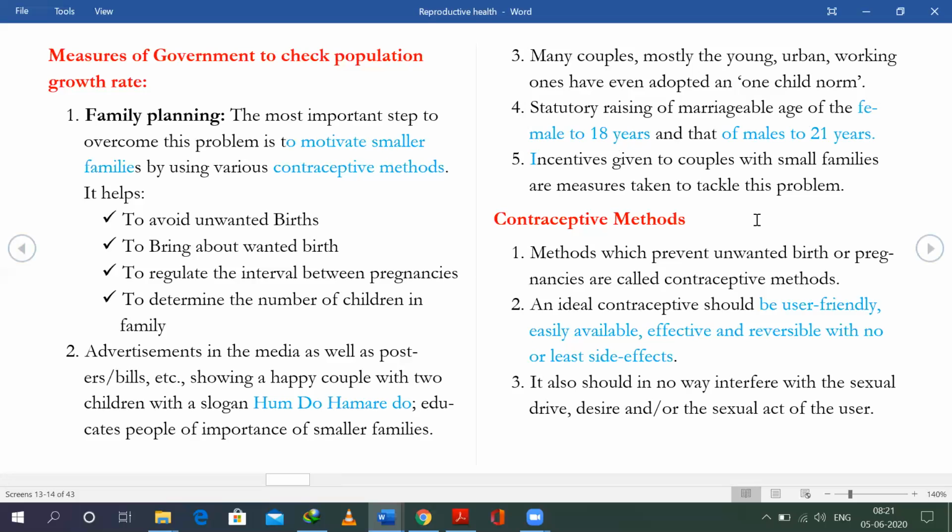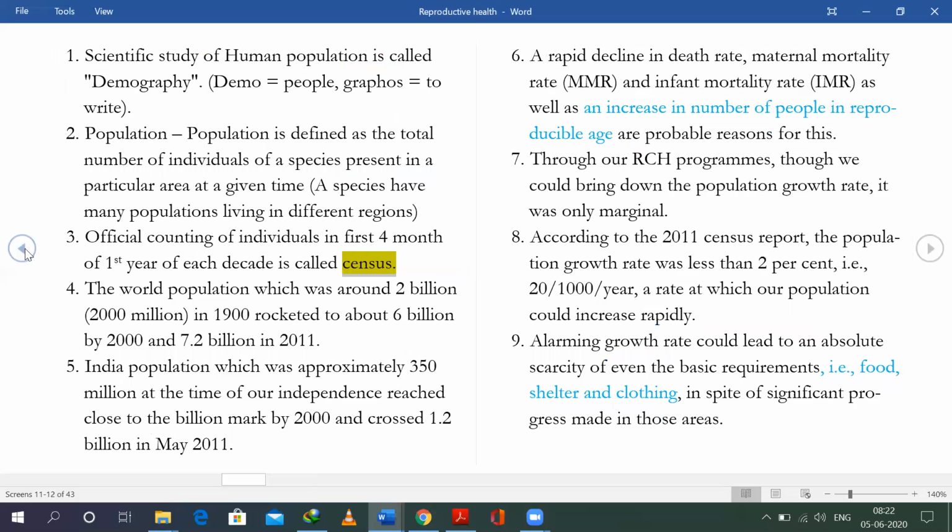And as well it gives some incentives, right? It gives some incentives to couples with smaller families to tackle the problem of huge population growth. Yes, so those are the various issues that we have with the population, and how the government responds to this population growth, right?